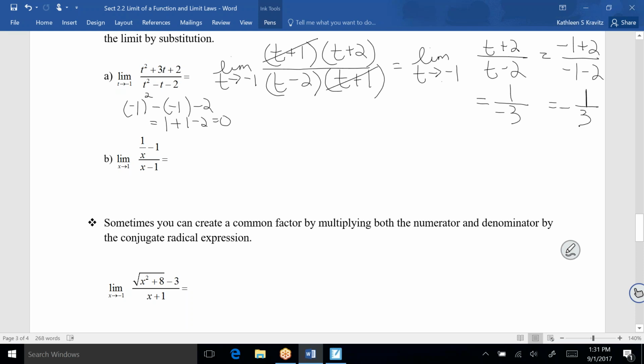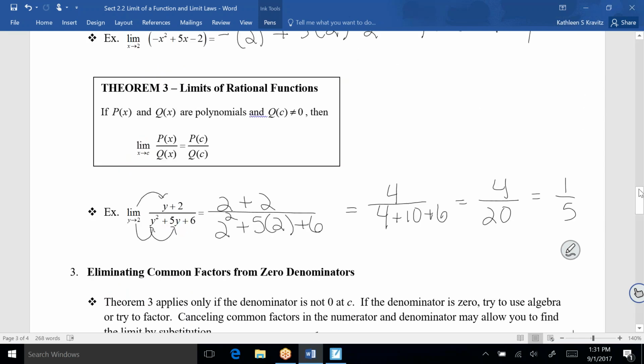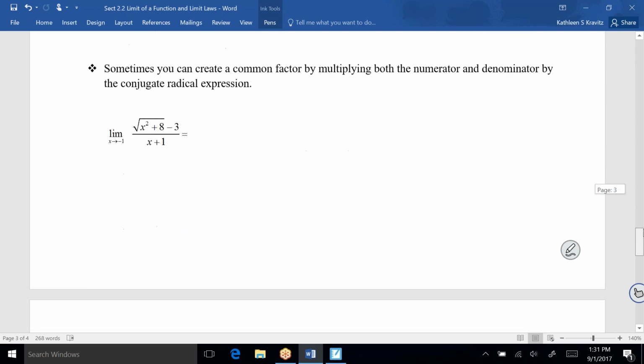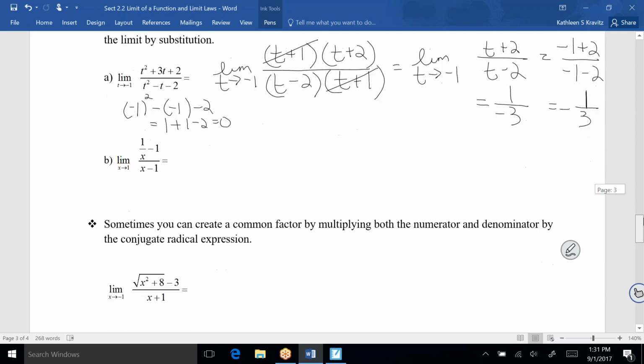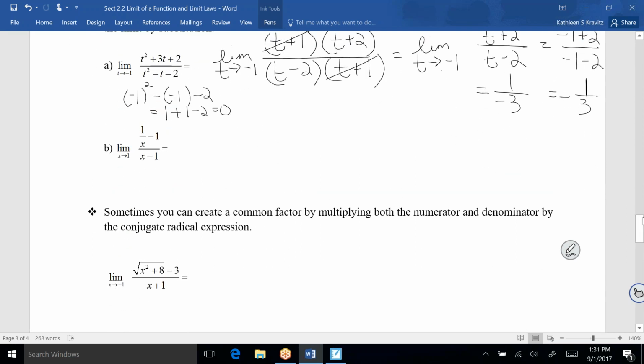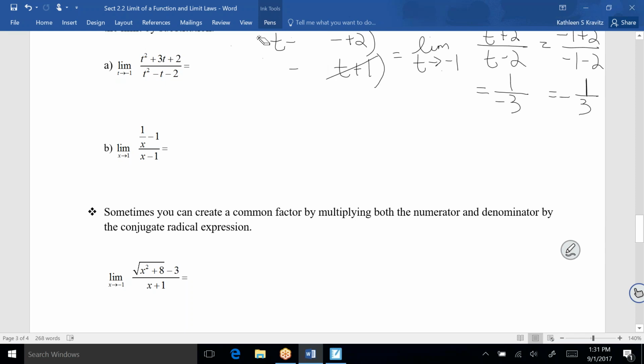All right, then let's take a look at B. At this function here. And now we're looking at the limit as x approaches 1 of 1 over x minus 1 over x minus 1.